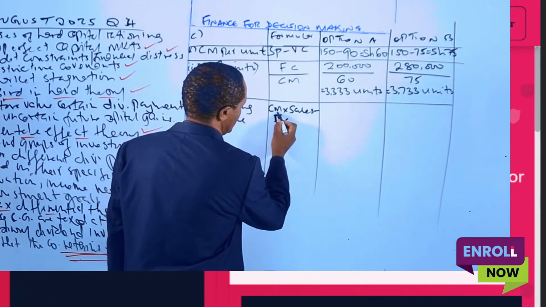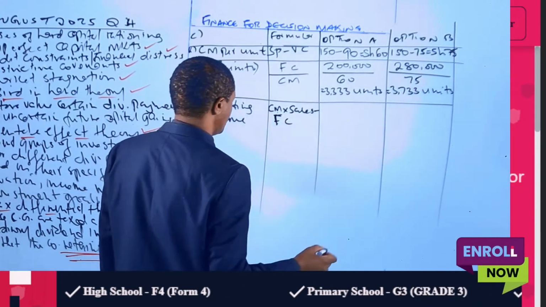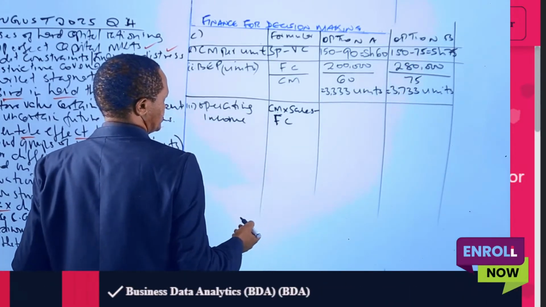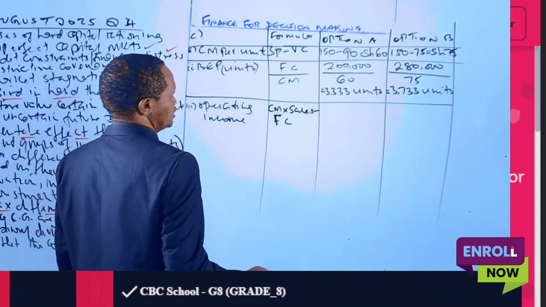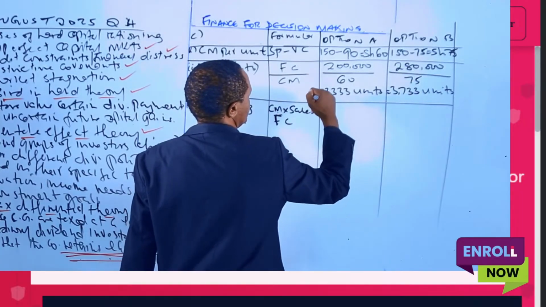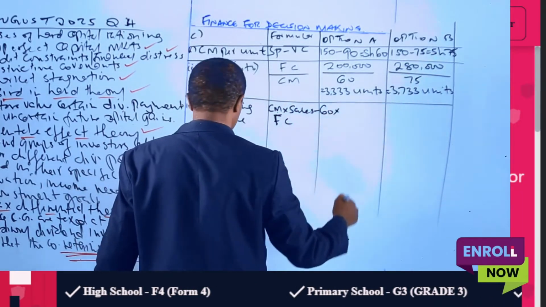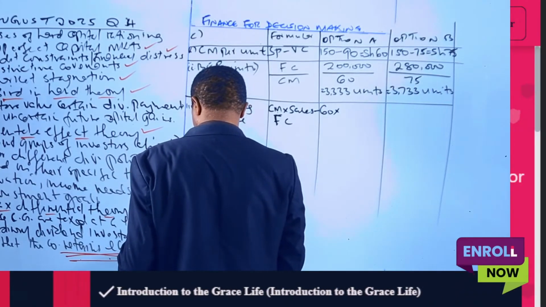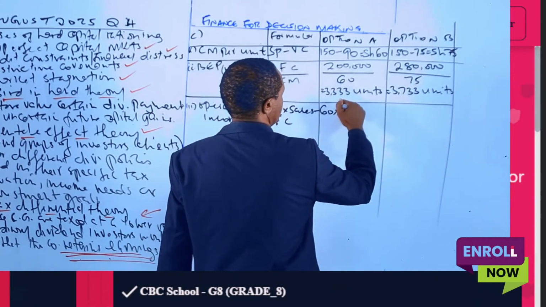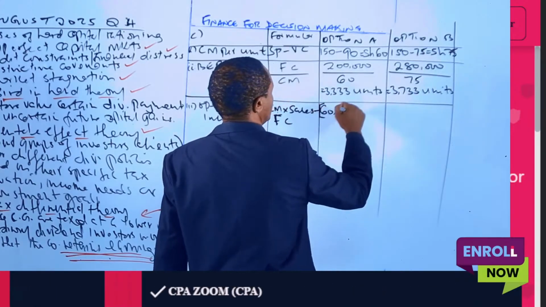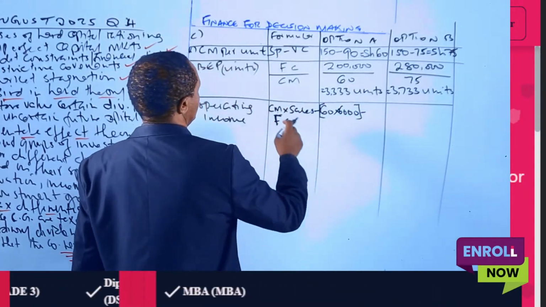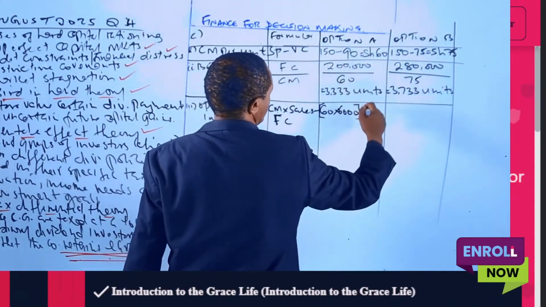We have the expected sales in units from the question. So the contribution for option A is 60 shillings times expected sales. From the question, expected sales is 6,000 units. The company is expected to sell 6,000 units. This will give us the contribution. Then we deduct the fixed cost for option A, which is 200,000.